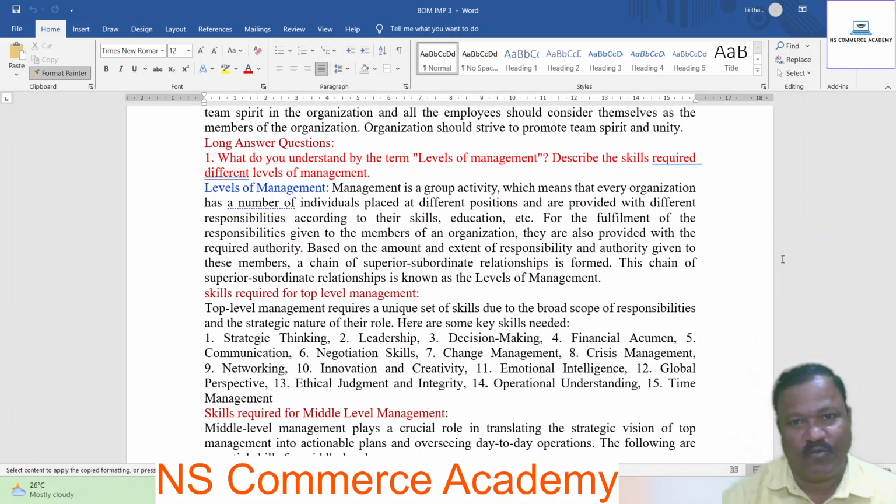Management is a group activity, which means that every organization has a number of individuals placed at different positions and provided with different responsibilities according to their skills, education, etc. For the fulfillment of these responsibilities, they are also provided with the required authority. Based on the extent of responsibility and authority given to these members, a chain of superior-subordinate relationship is formed. This chain of superior-subordinate relationship is known as the levels of management.